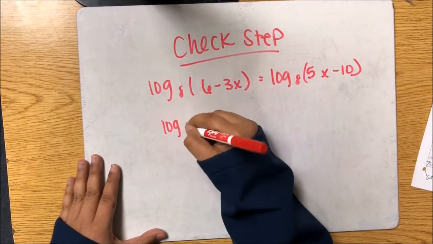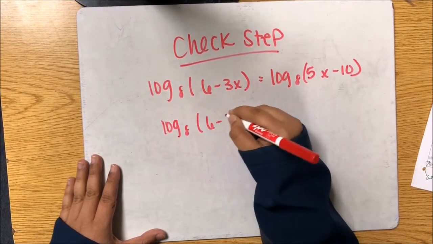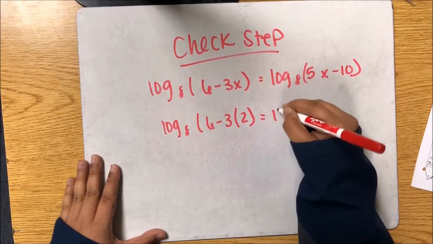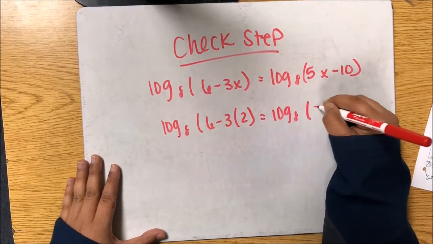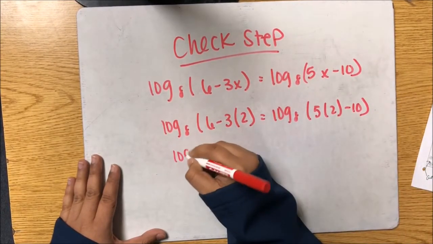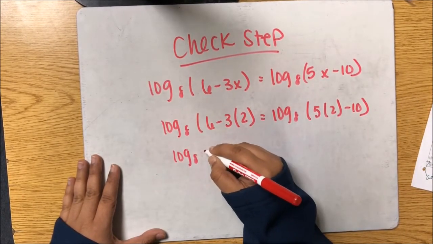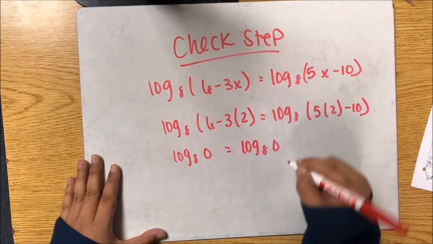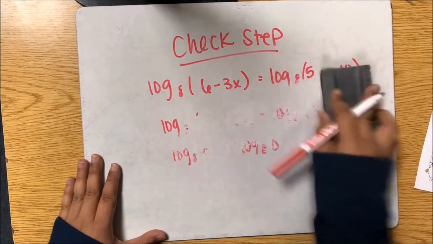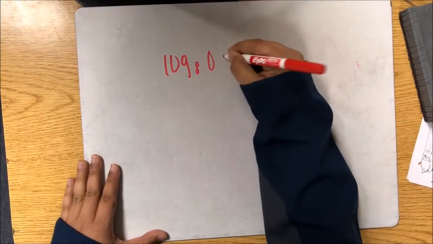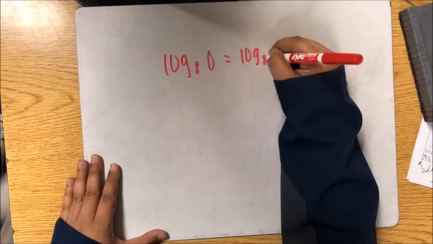For the check step, you would substitute 2 in for x. You would first multiply, then subtract. This leaves us with log base 8 of 0 equals log base 8 of 0. If it's log of 0, that means there is no solution, also because the argument of a log has to be greater than 0.